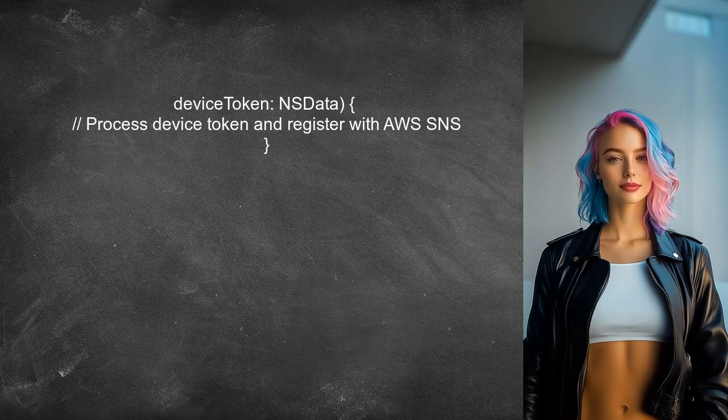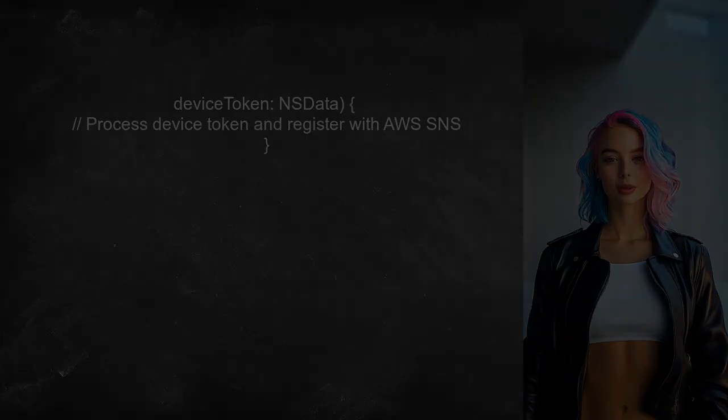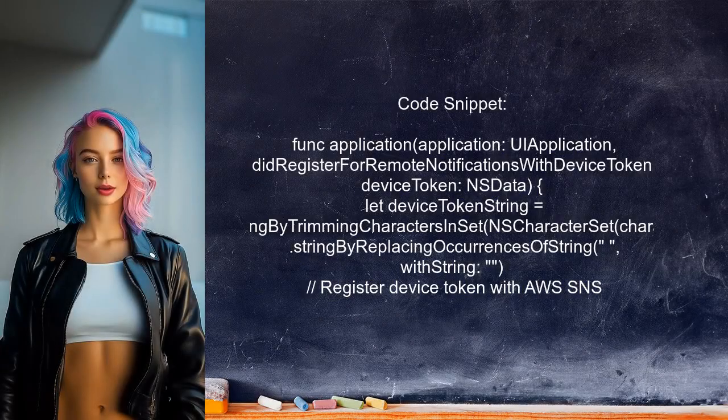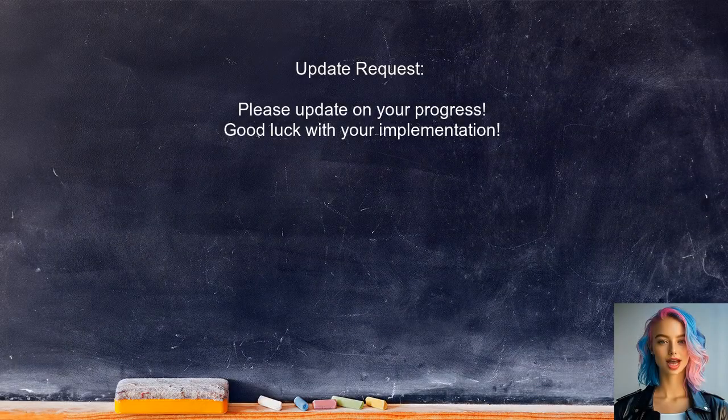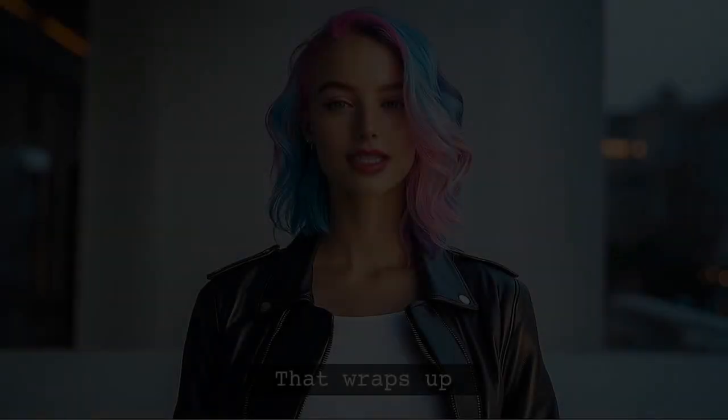Additionally, you should retrieve the device token from the DidRegister for remote notifications method and register it with AWS SNS. The user provides a code snippet that demonstrates how to handle the device token and create a platform endpoint. They emphasize the importance of trimming the device token and replacing unwanted characters before sending it to AWS SNS. Finally, the user encourages you to update them on your progress and wishes you good luck with the implementation. That wraps up that answer.